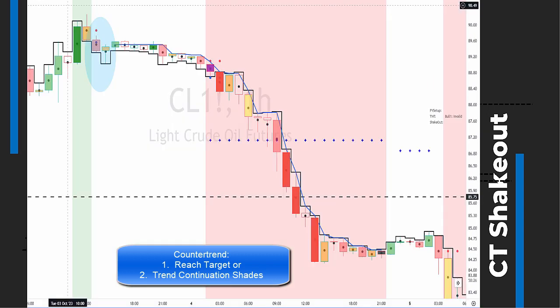Here is another example here. This is crude oil, and you can't see this here. This right here was an opportunity. This had a green shade previously. It didn't reach the target at all. So this was still an opportunity because of the trend continuation. So you would take this trade right there. It validated. It was profitable.